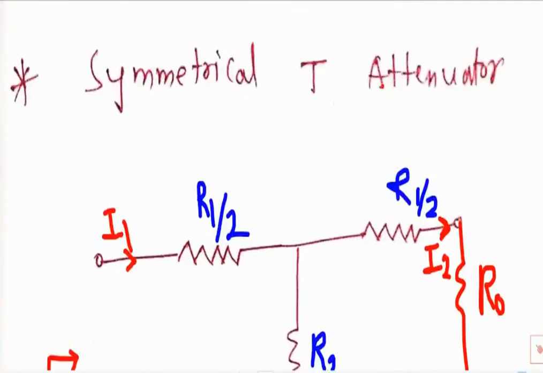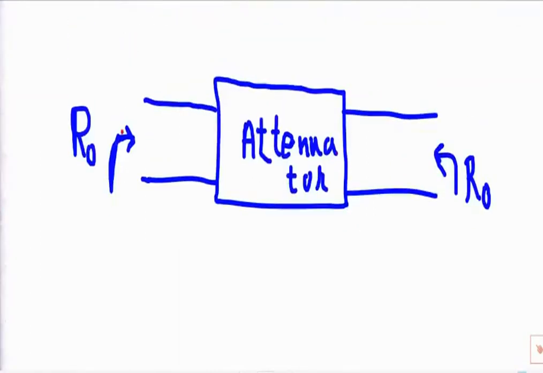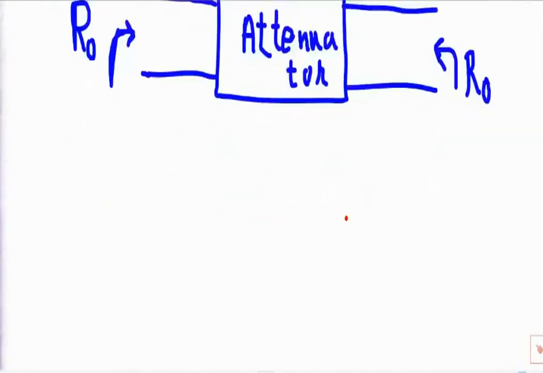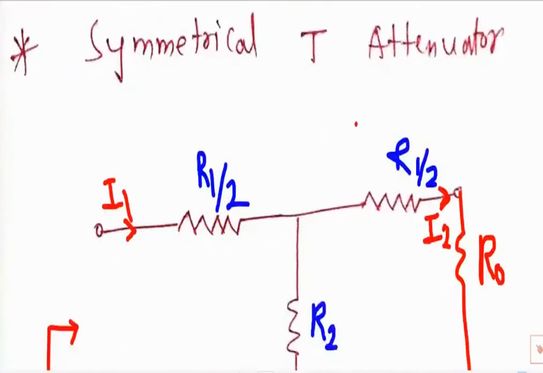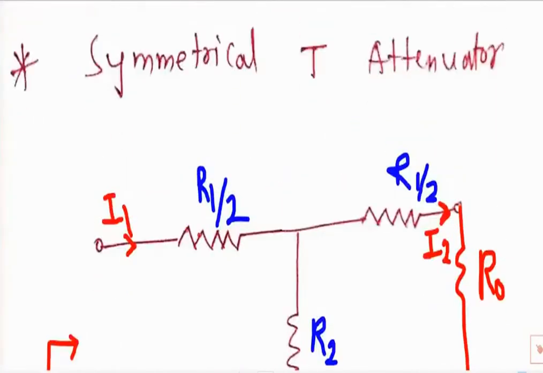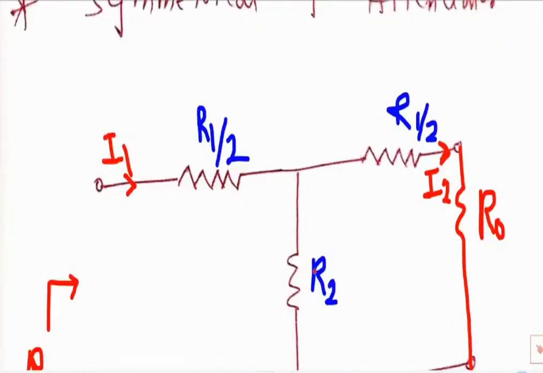What is an attenuator? It will reduce the power of the input signal without distorting its shape. It is opposite to our amplifier. In an attenuator, if I look from the input end, the resistance is R0, and from the output end also the resistance is R0, because it is a symmetrical attenuator. So the impedance gets matched. This is the diagram of the symmetrical T attenuator, and you have to remember this diagram: R1 by 2, R1 by 2, R2.